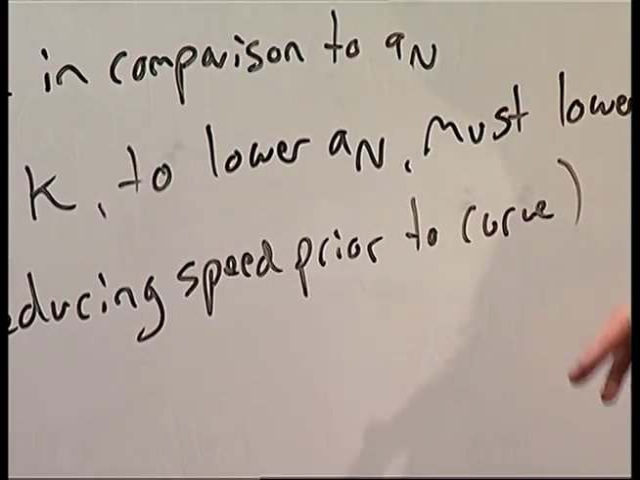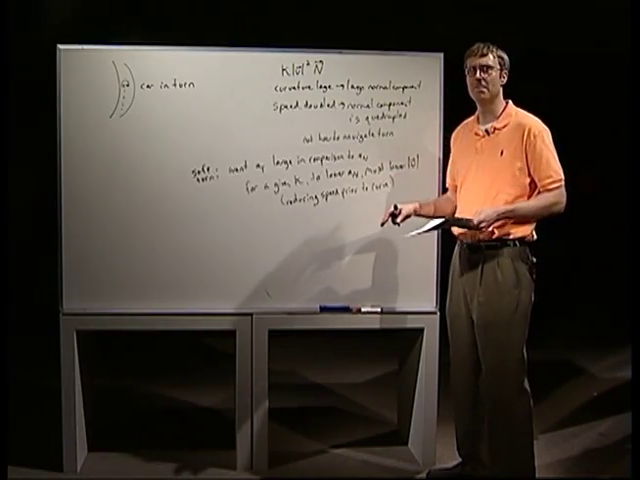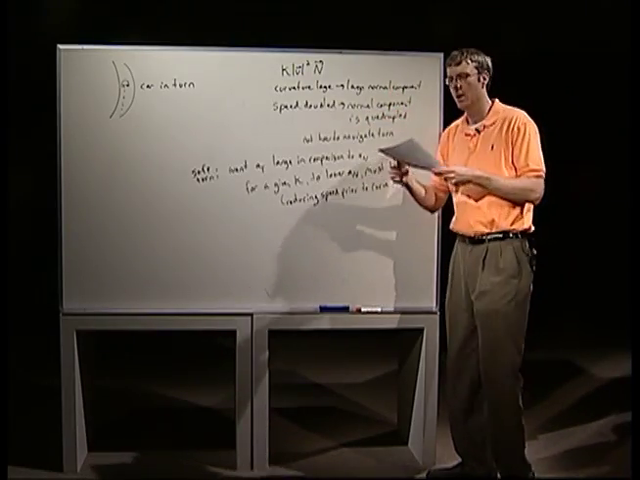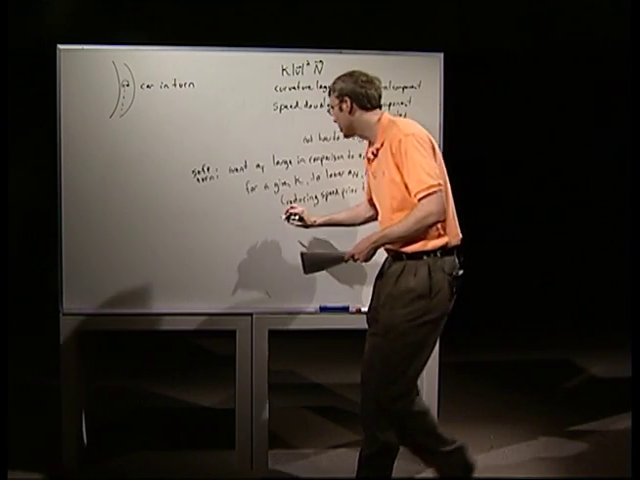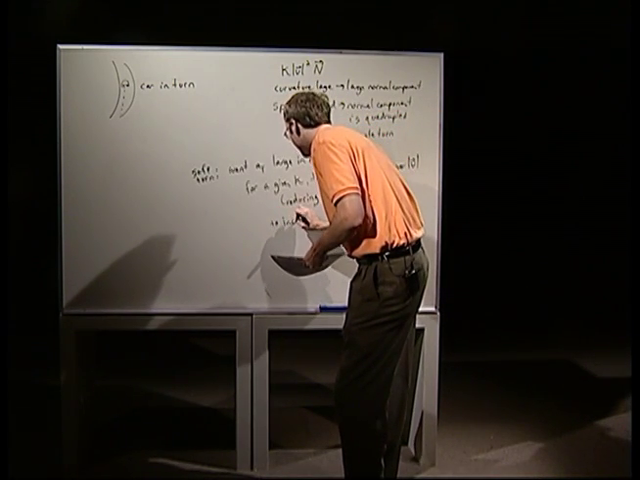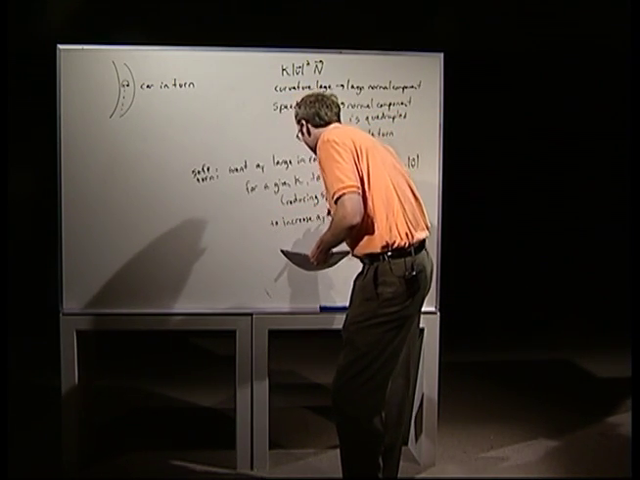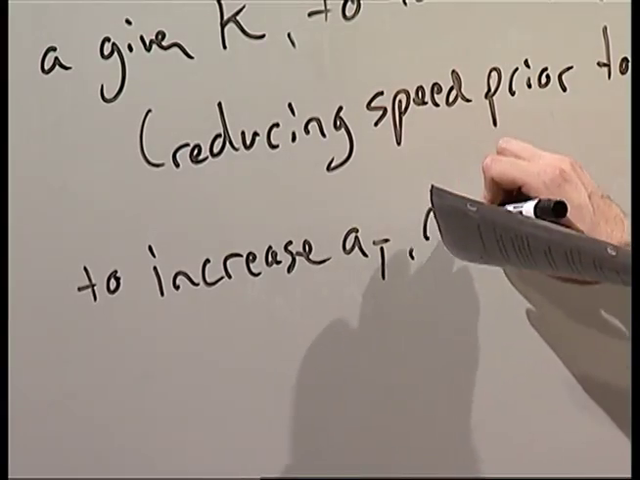Now what? Well, you've dropped AN down, but the turn is still there. You have to get through it somewhere or another. What's the best way to do it? You want to increase AT. So to increase AT, you've got to raise V prime, right?